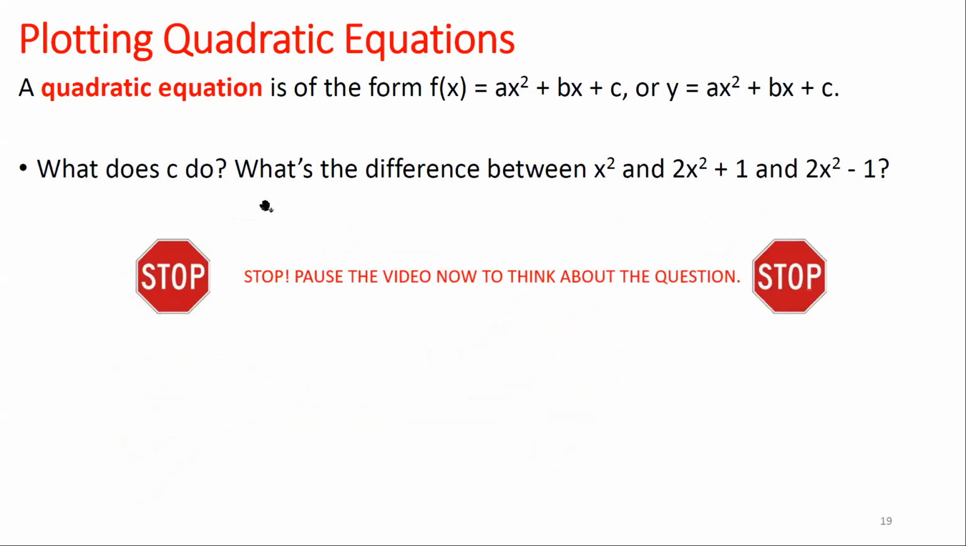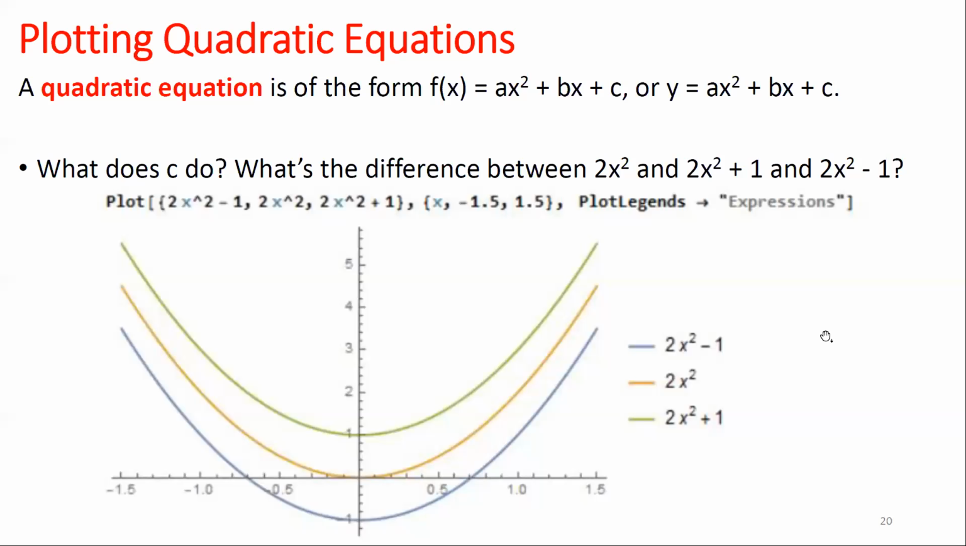So what does C do? What's the difference between 2x squared plus 1 and 2x squared minus 1? They should all be 2x squared. I will pause the video and let you think about it. All right, so we've moved forward to try to get a sense of what C does, and we've looked at a couple of values: 2x squared minus 1, 2x squared plus 0, 2x squared plus 1. So what does C do? It changes the y-intercept.